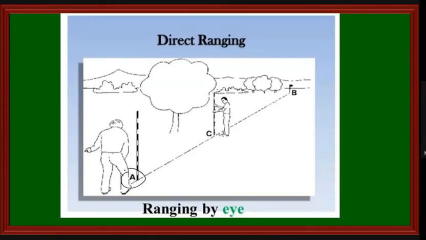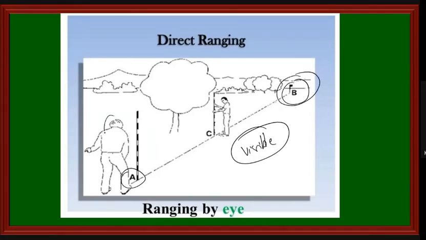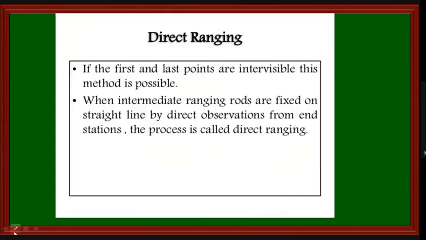What is direct ranging? Direct ranging is when stations A and B are intervisible. If you stand at station A you can see station B, and if you stand at station B you can see station A. This is direct ranging. It can be done by eye or by line rangers. I will tell you what that is. First, we will go for direct ranging.